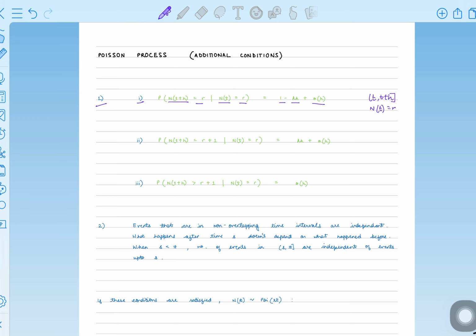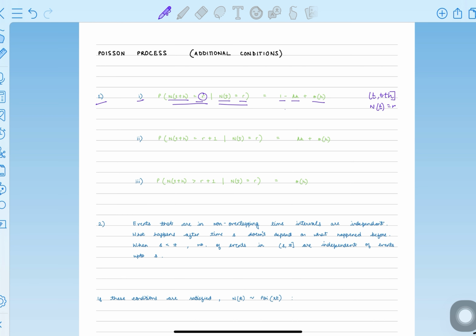This means that if there are already r events at time t, then the probability that no new event occurs in a small interval t plus h, that is, the number of events in t plus h remains r, is 1 minus lambda h plus O of h. So the probability that no event happens is close to 1. Then the small chance of one event is captured by lambda h. And at last, O of h adjusts for very tiny effects.